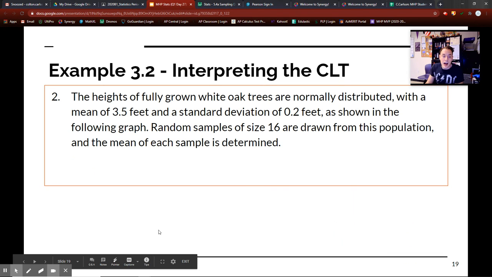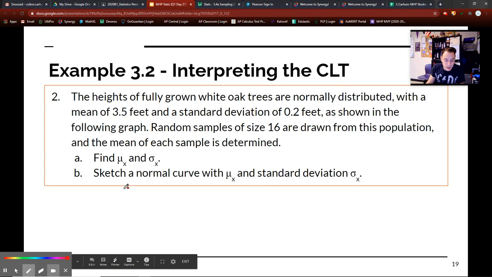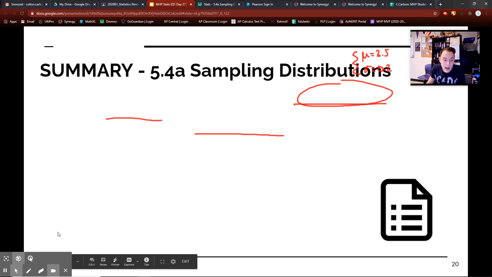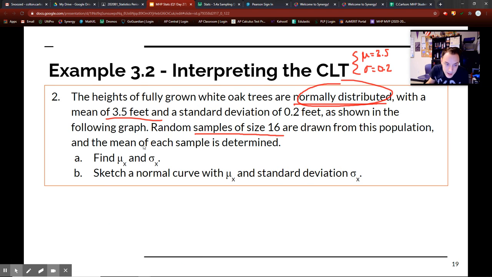Okay, so the heights of a fully grown white oak tree are normally distributed. So notice how it's normally distributed. So do I care if my sample size is greater than 30? I don't. Normally distributed with a mean of 3.5. So I'm going to put that up here. So my population mean is 3.5. My population standard deviation is 0.2. And shown in the following graph, which I don't have. That's okay, it doesn't matter.